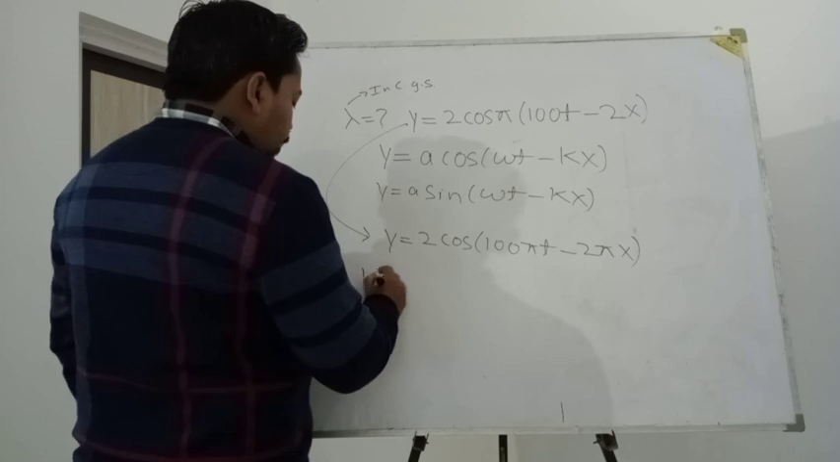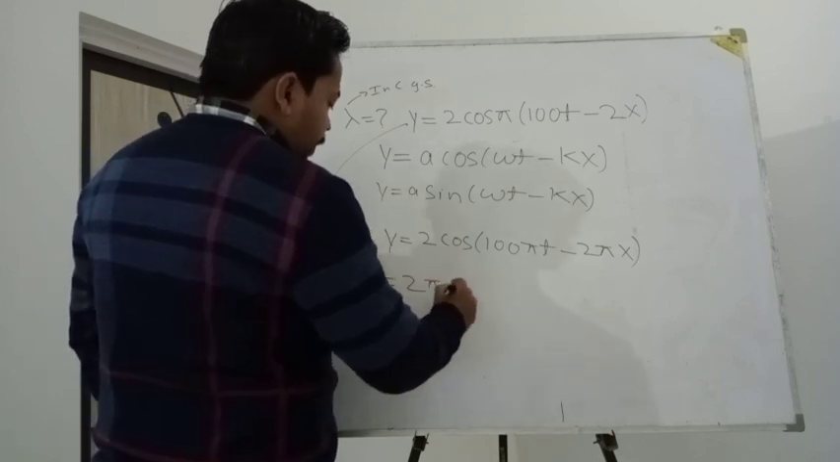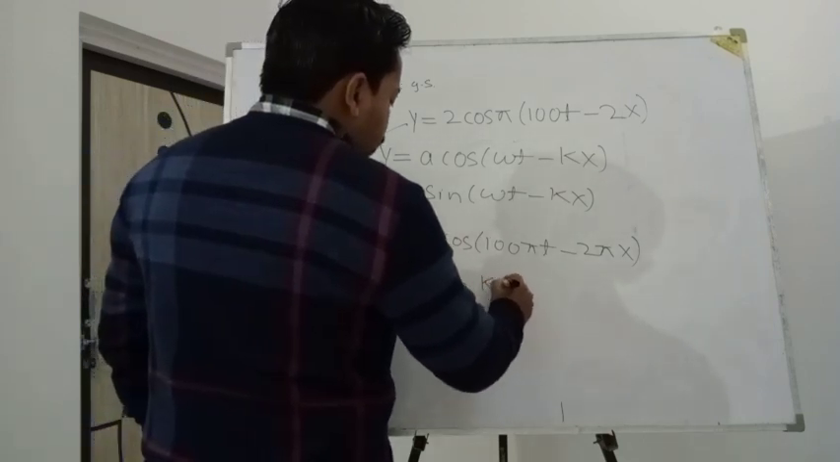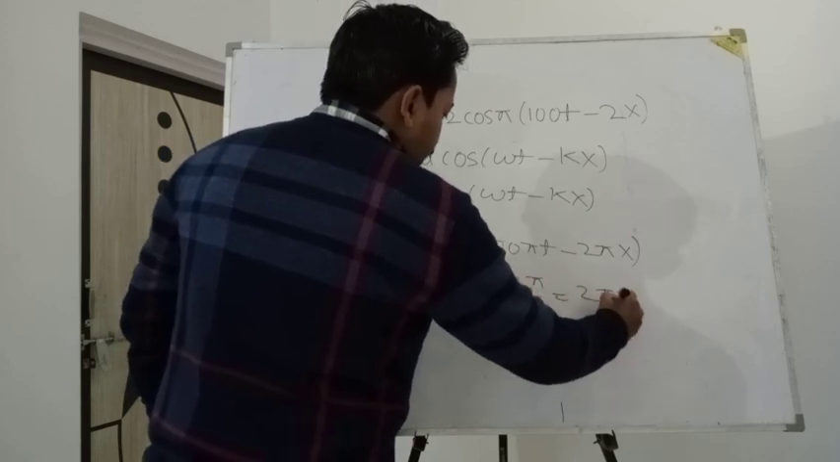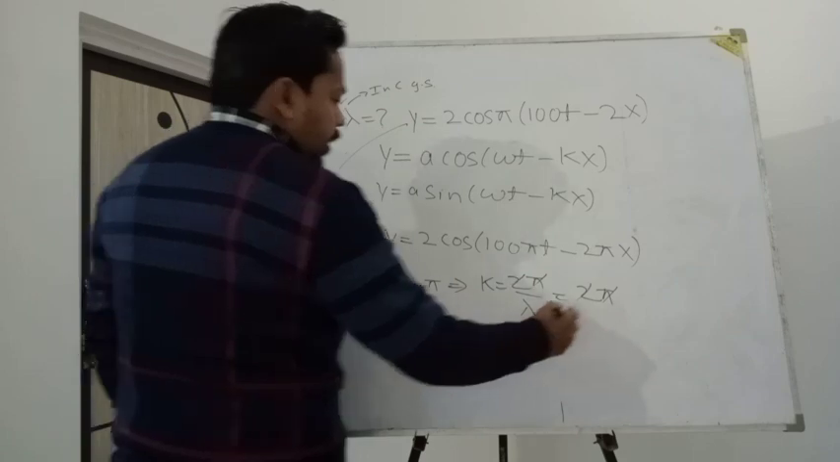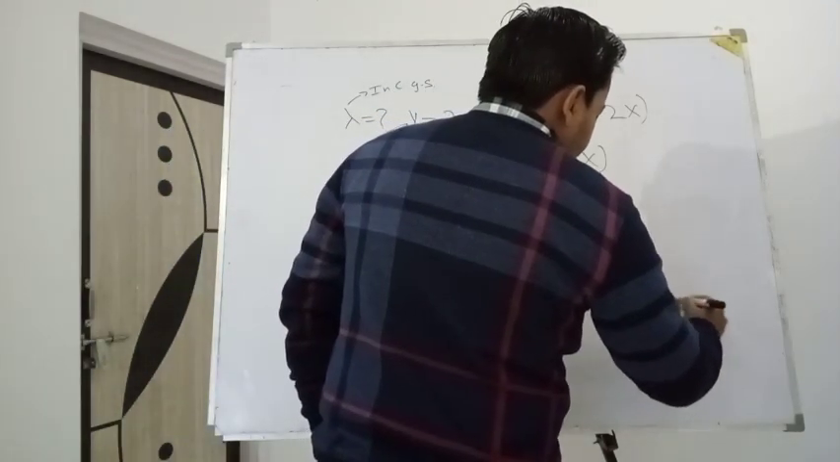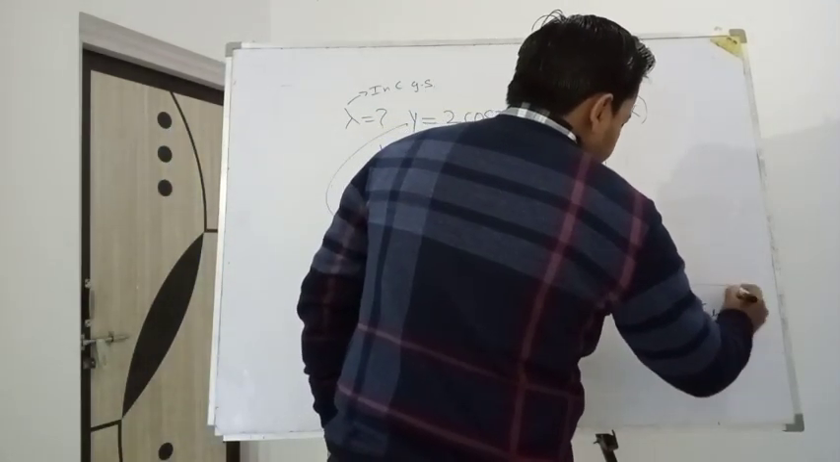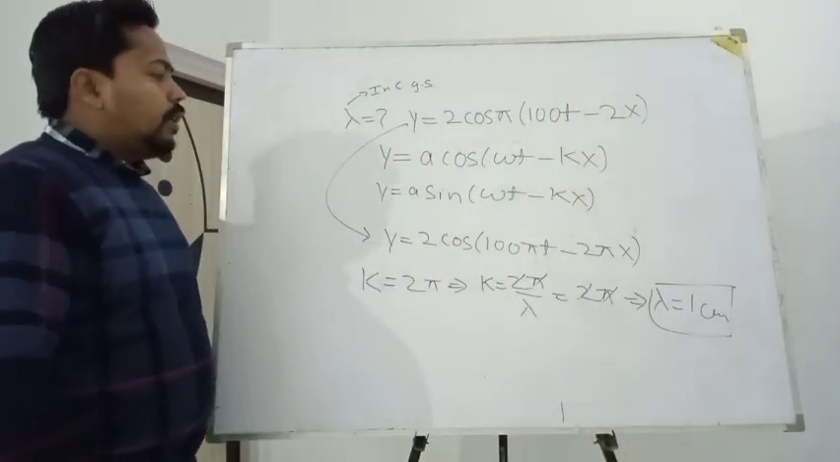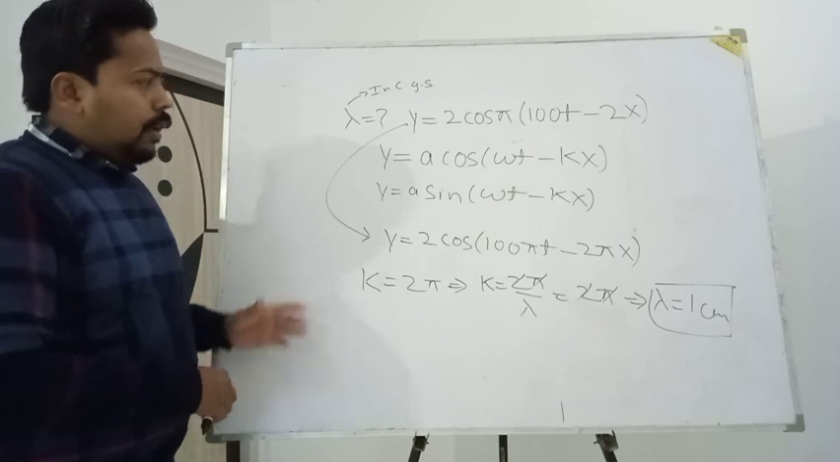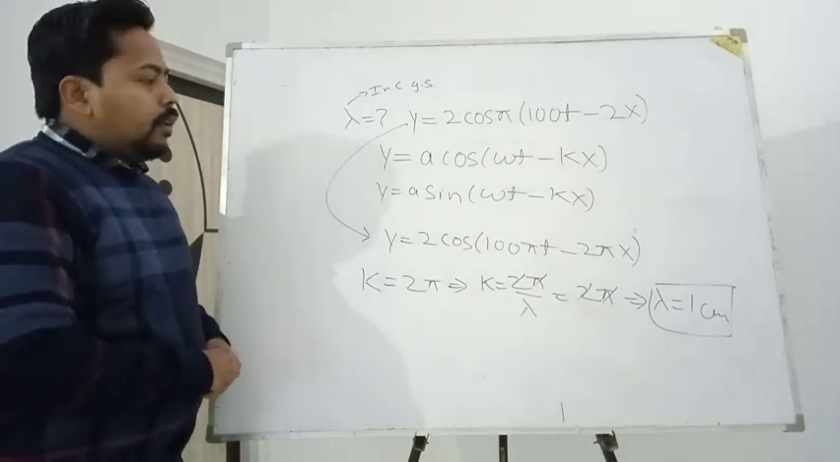In place of k it is 2 pi, and we know that k equals 2 pi upon lambda, which equals 2 pi. So 2 pi will cancel out, and you can see that lambda becomes equal to 1 centimeter. This is the required value for lambda. So let this much be for today's lecture, and this question is important. Thank you.